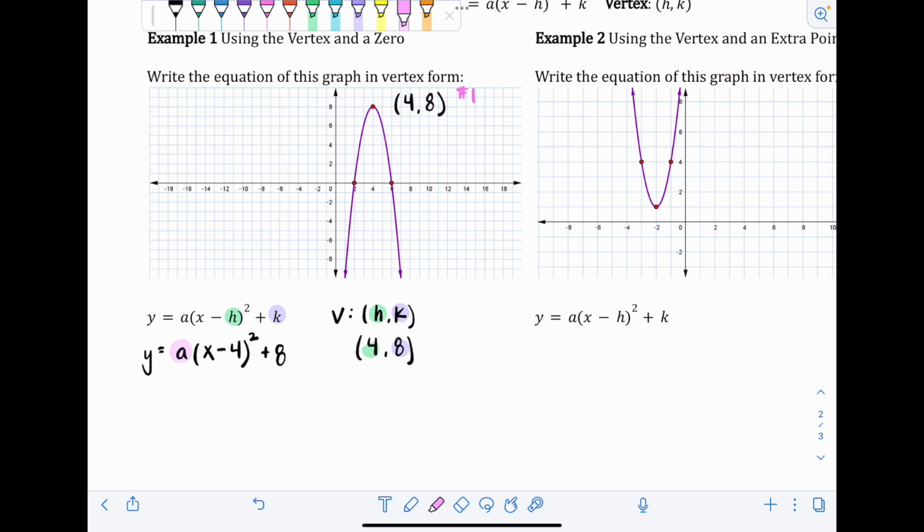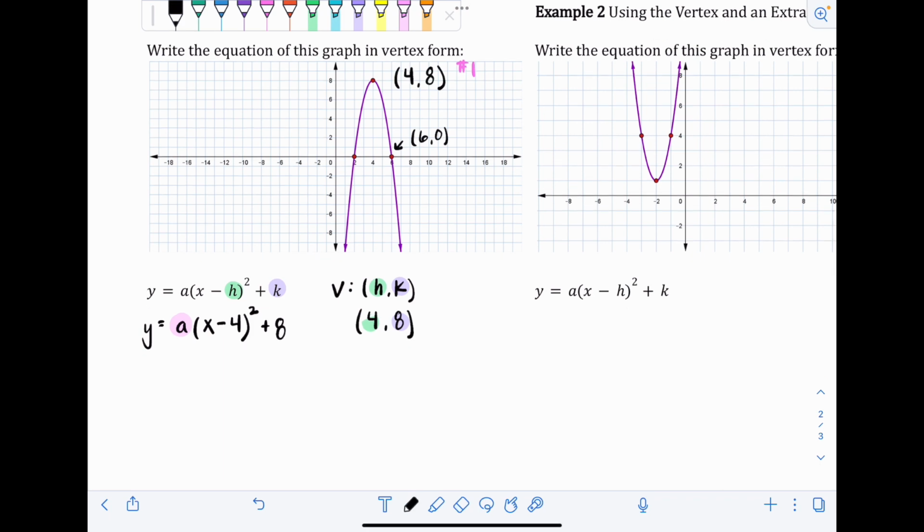So to figure out what a is, we have to pick another point that's on the graph and put them in for x and y. It can be any other point that you know, but usually it's easiest if you can find an x-intercept or a 0. So we can use either (6, 0), that's that point, or (2, 0), that's the other x-intercept. I'm going to use the (6, 0). So (6, 0) is going to be my extra point. I'll write it down here, (6, 0), and I'm going to put those in for the x and the y in the equation.